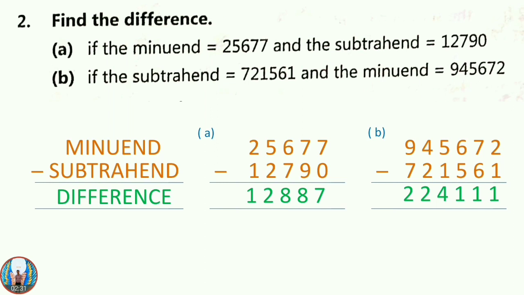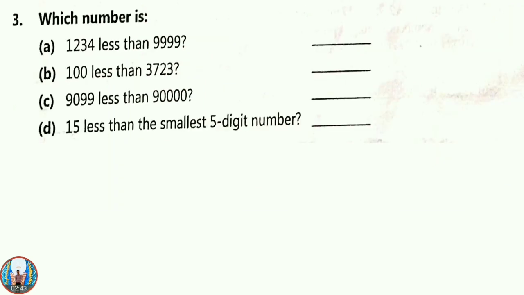The second question, minuend is 9,45,672. Subtrahend is 7,21,561. So the difference is 2,24,111. Now question number 3. Which number is 1,234 less than 9,999? Here the words less than indicate the difference.